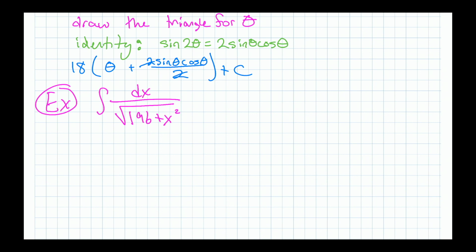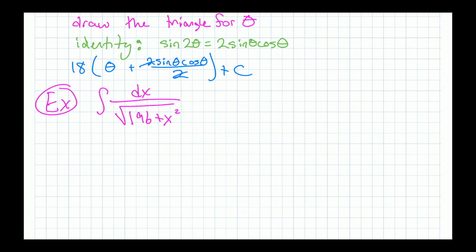Where's a calculator? How do I not have a calculator? I own like 30 calculators. All right. The square root of 196 is 14. Okay, cool. I had no idea.